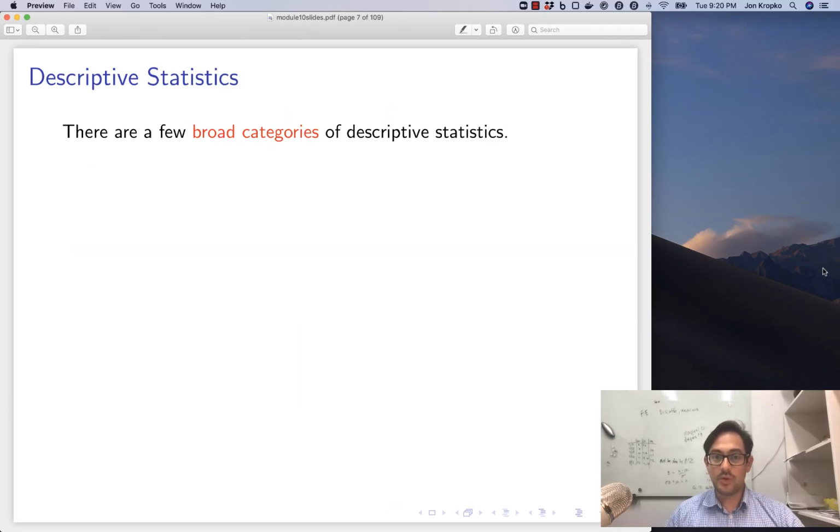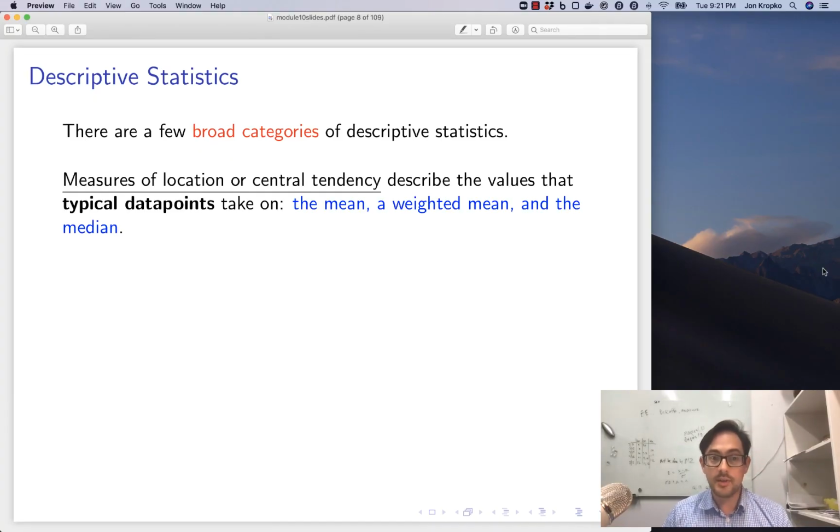Okay, so the first method for exploratory data analysis is to look at descriptive statistics. There's a few broad categories of descriptive statistics. First, there's measures of location, which are also called measures of central tendency. And these describe the values that what you might think of as a typical data point can take on. So it could be the mean, it could be a weighted mean, it could be the median, things like that.